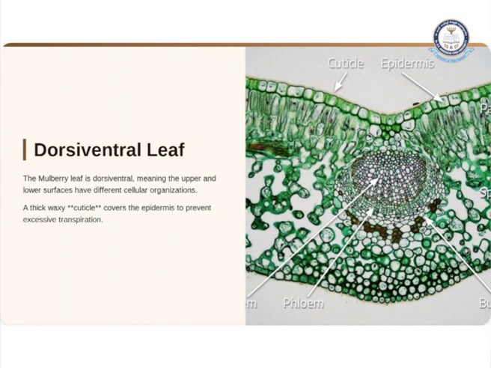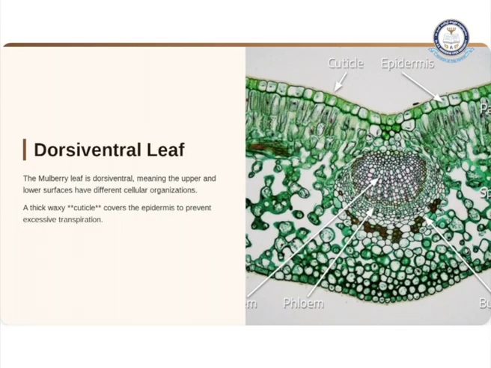This is how the structure can be seen. These are the phloem that are present, and towards the inside we see the xylem contents, and the upper layer is called the cuticle. It is covered by the cuticle and the epidermis. This mulberry leaf is dorsiventral, meaning the upper and the lower surfaces have different cellular organization. The organization of the cells on the upper surface is completely different from the cell arrangement on the lower side of the leaf.